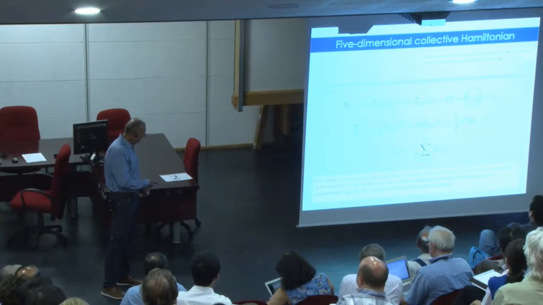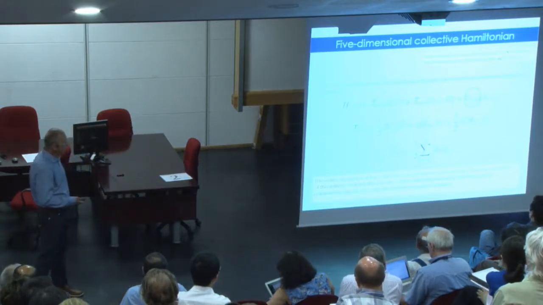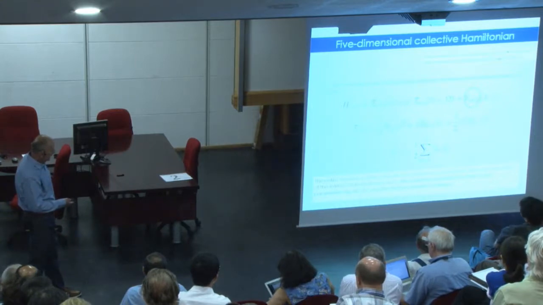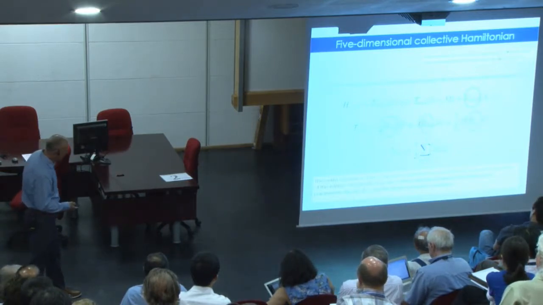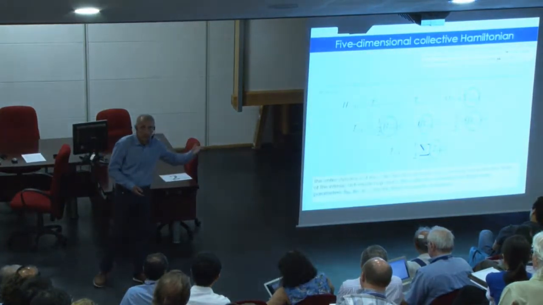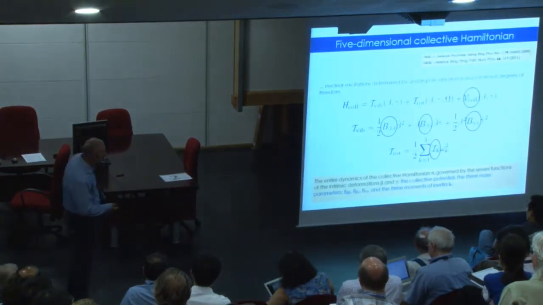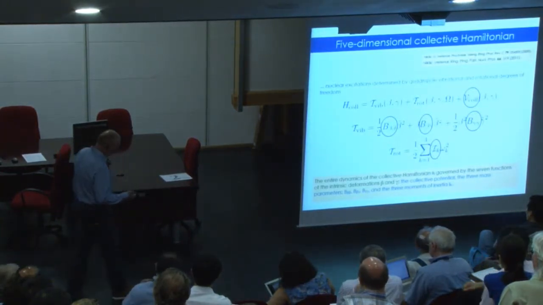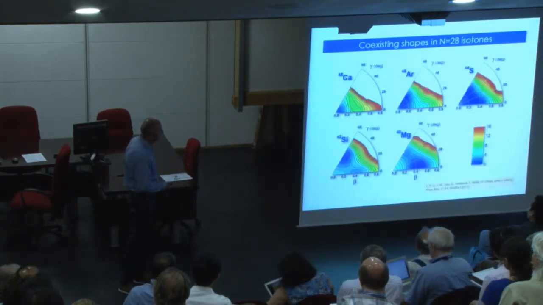The entire dynamics of this collective Hamiltonian is then governed by functions of the collective deformation variables: the collective potential, the mass parameters, and the moments of inertia. Such a Hamiltonian is microscopic in the sense that it is completely determined by the choice of the underlying density functional. Now, these are the models that can be used to describe shape coexistence and shape transitions.